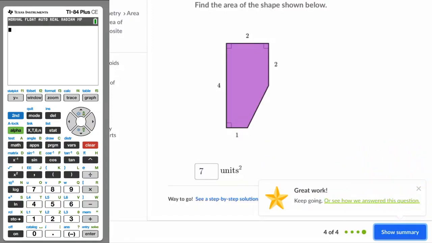So that's how you can find the area of composite shapes.